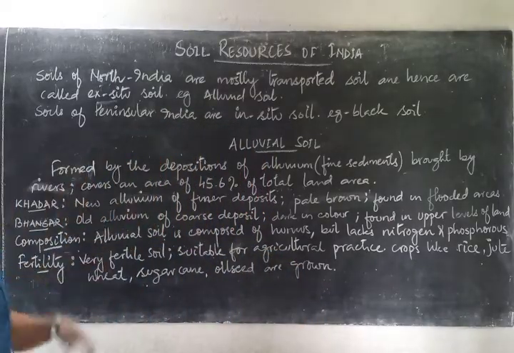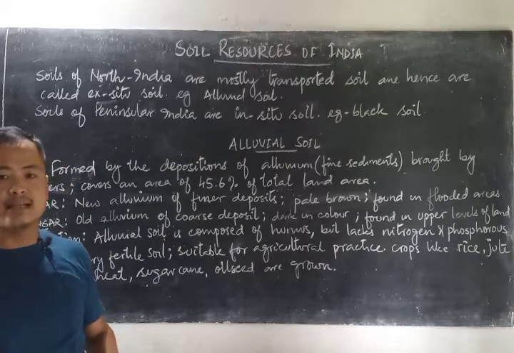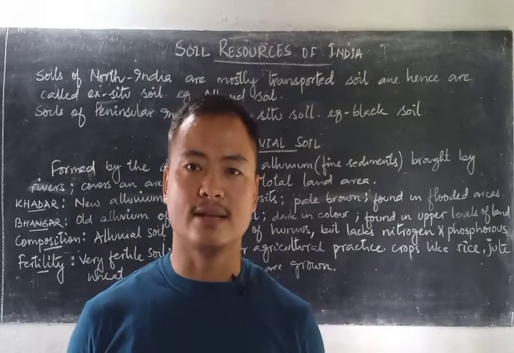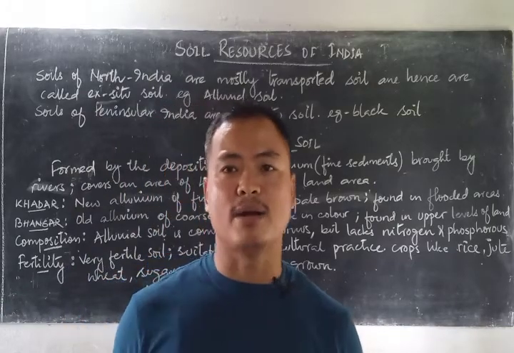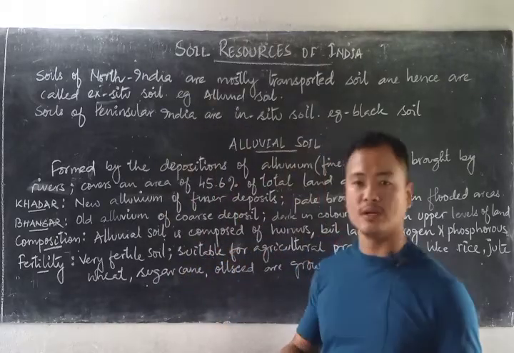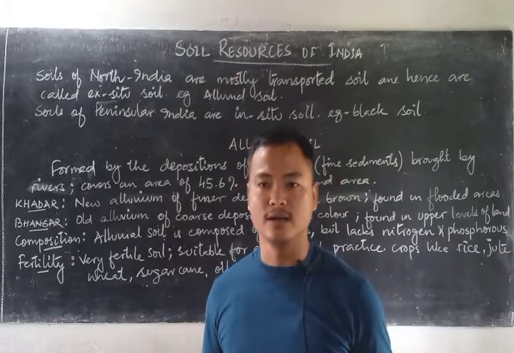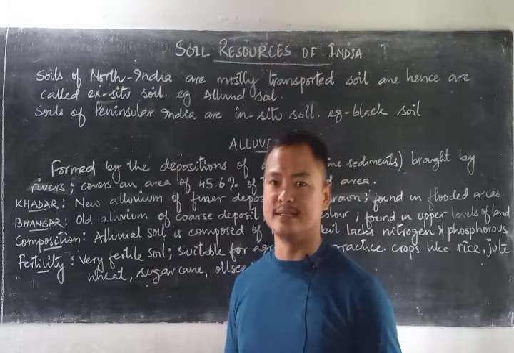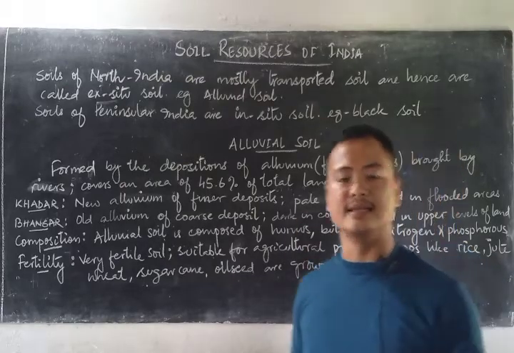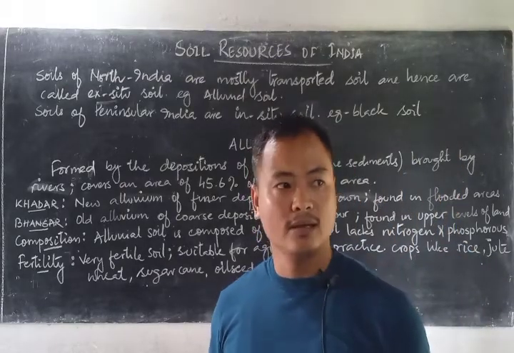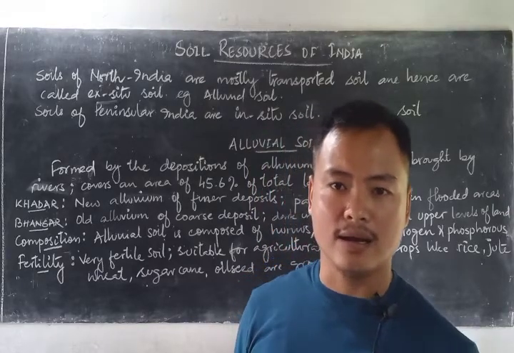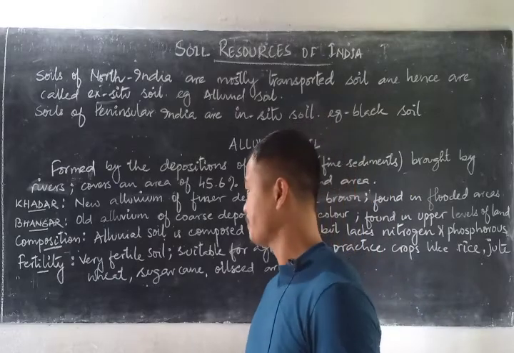Now this alluvial soil covers the maximum part of India. In fact, we can say the soil covers the larger part of the country, with almost 45.6% of the total area of India covered by alluvial soil, both in north as well as in south. These alluvial deposits vary in terms of the time factor. Hence, alluvial soil can be divided into two types: khadar and bhangar.